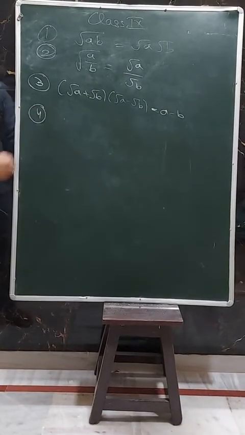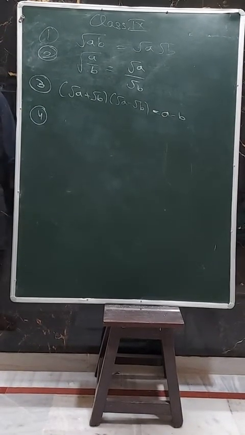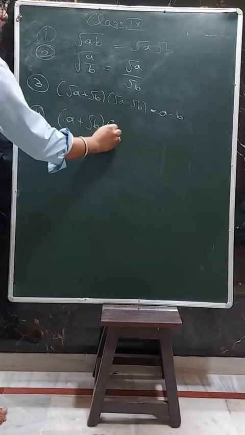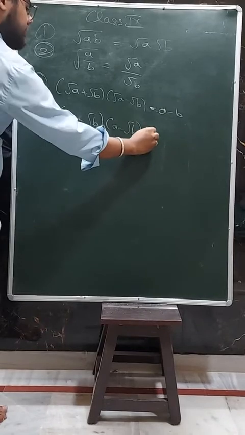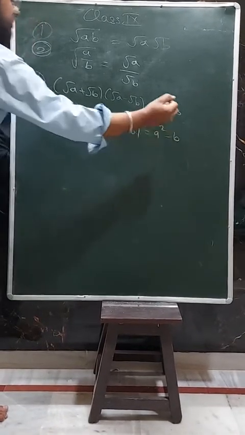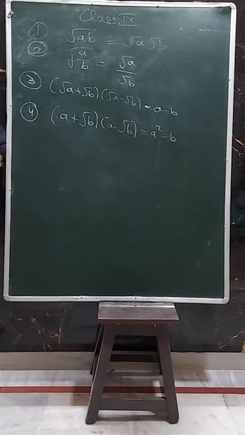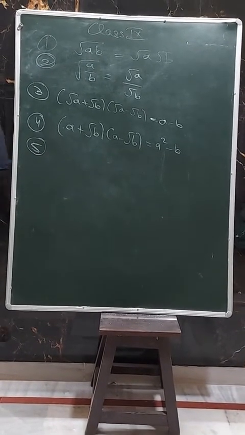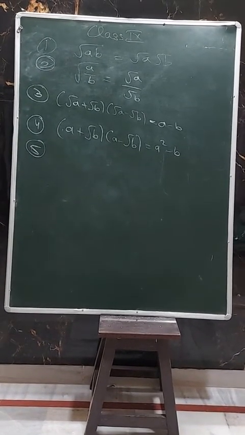Now the fourth identity, A plus root B, sorry, A plus root B and A minus root B, it is equal to A square minus B. Then fifth, root A plus root B and root C plus root D.